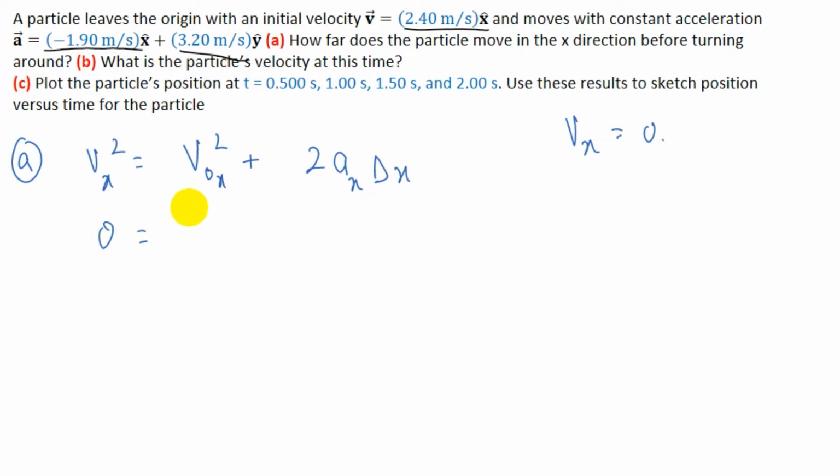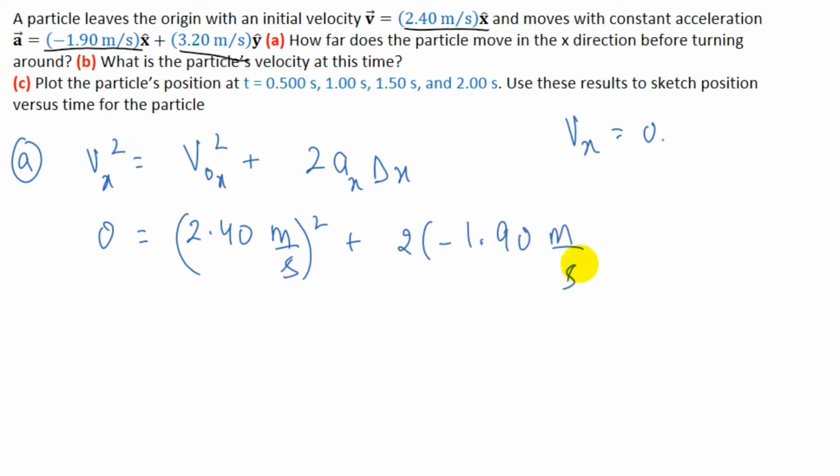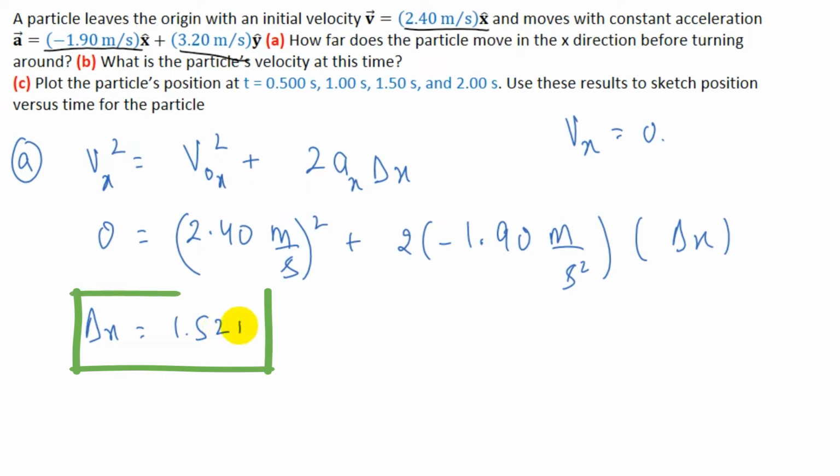So 0 equals V naught x, the initial velocity, which is 2.40 meter per second, whole squared, plus 2 times the x component of the acceleration, which is minus 1.90 meter per second squared, times delta x. From here we can easily find the value of delta x, and delta x comes out to be 1.52 meter. Therefore the particle travels 1.52 meter before turning around.